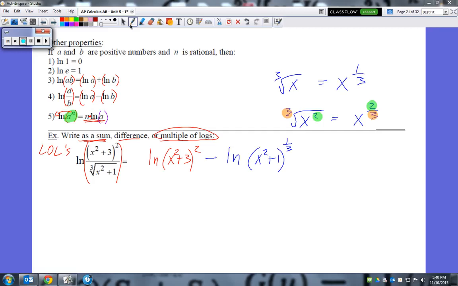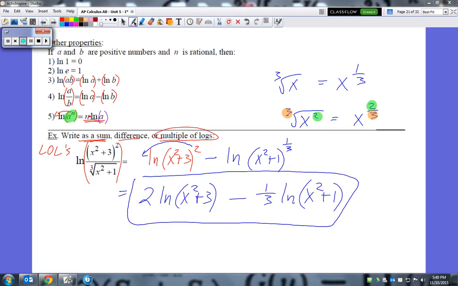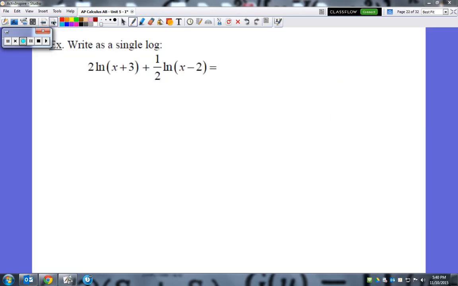So what I can do here even further if I wanted to expand it is move this down so that I had 2 natural log of x squared plus 3 minus 1/3 natural log of x squared plus 1. Now, that's all you can expand it. You can't expand it any further than that because these are not multiplication or division occurring. So we'll just leave it like that. Okay, just a little bit of recap or review from Algebra 2, law of logs skills.